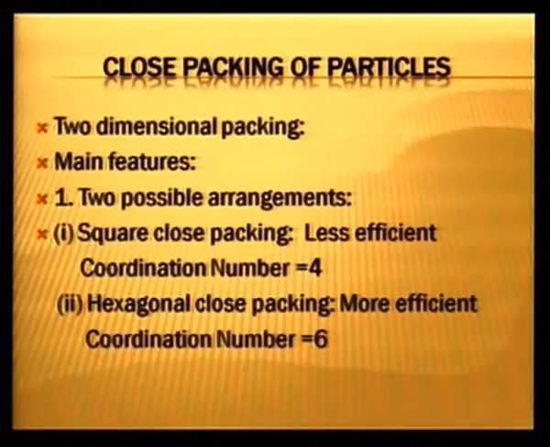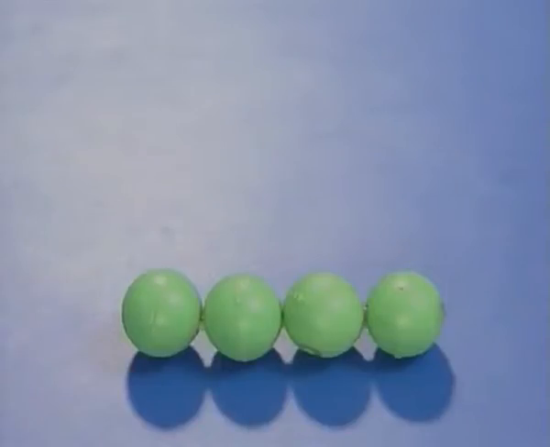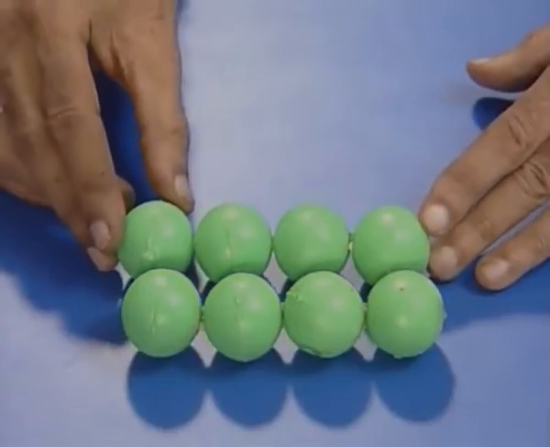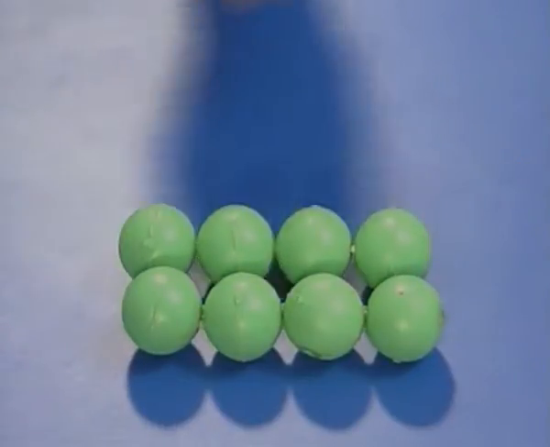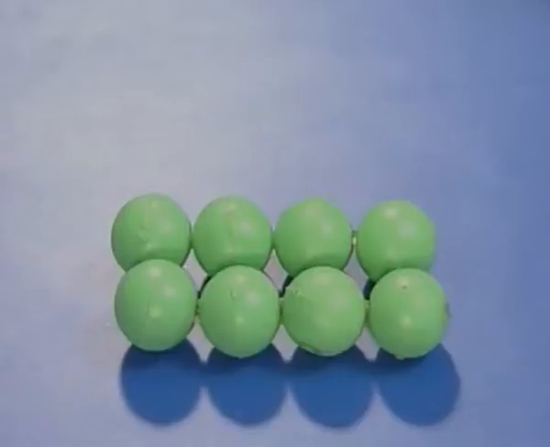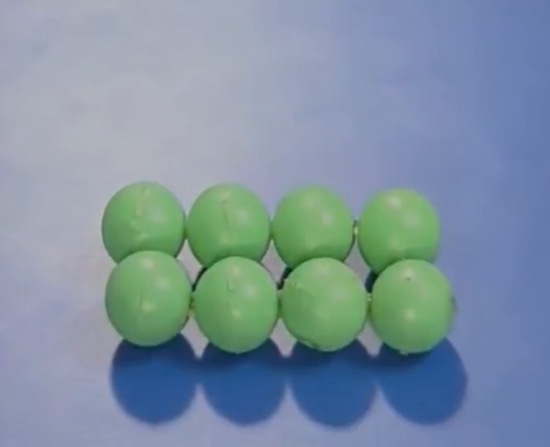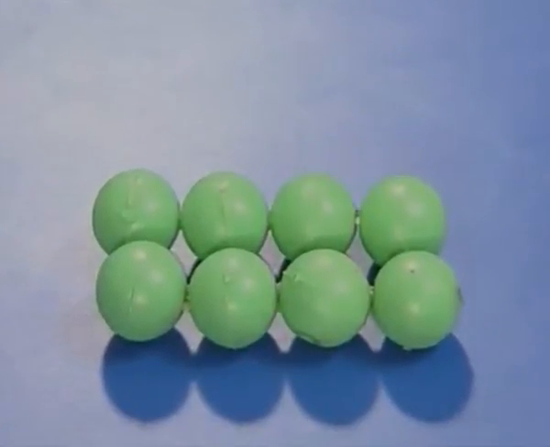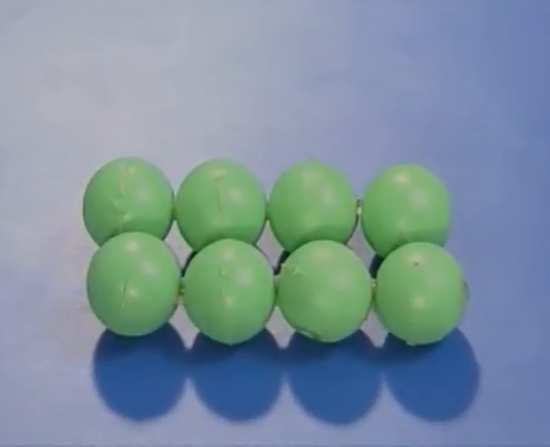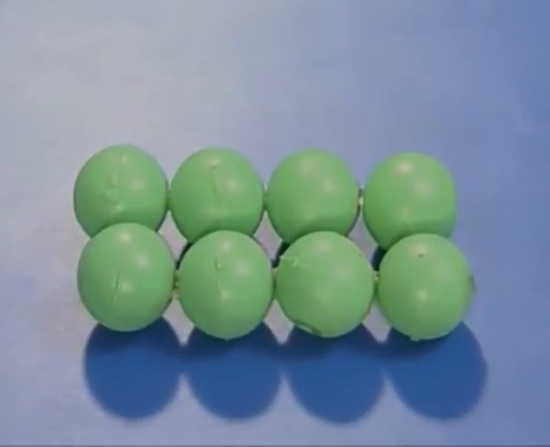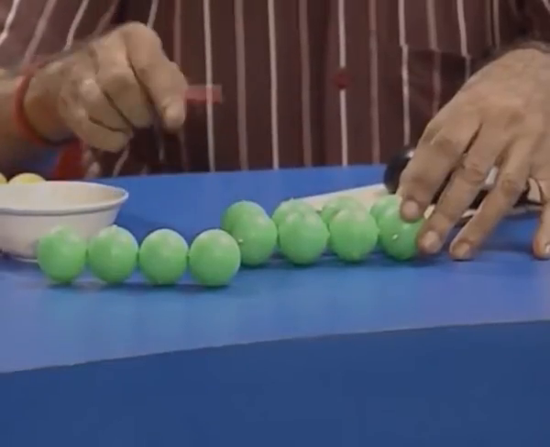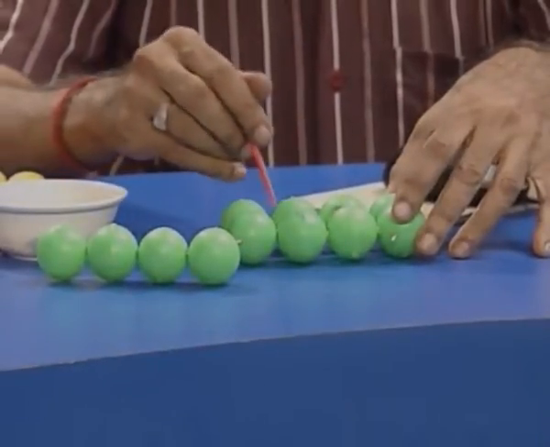In two dimensional packing, once again we can make use of the balls and just have a look at the possible arrangements. We have already seen the one dimensional arrangement, that is a row of the particles which are just touching each other. So, we can build up several such rows, and if we join them together, we will get two dimensional arrangement. There are two possible two dimensional arrangements. One is that we place the second row in a way that particles of second row are directly in line with particles of the first row.